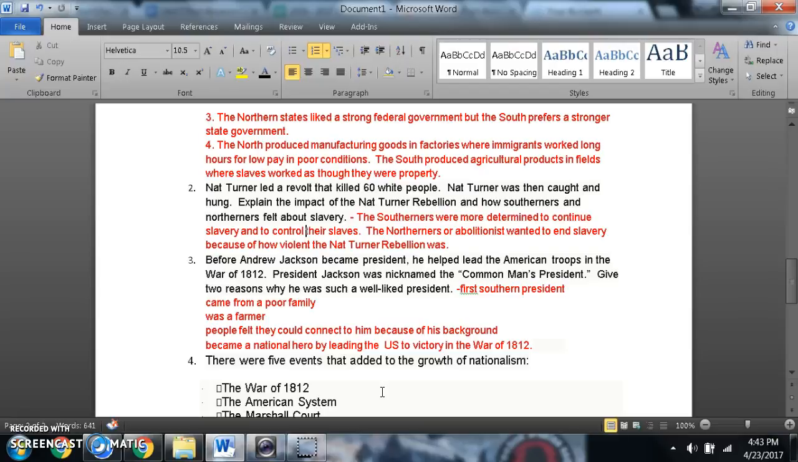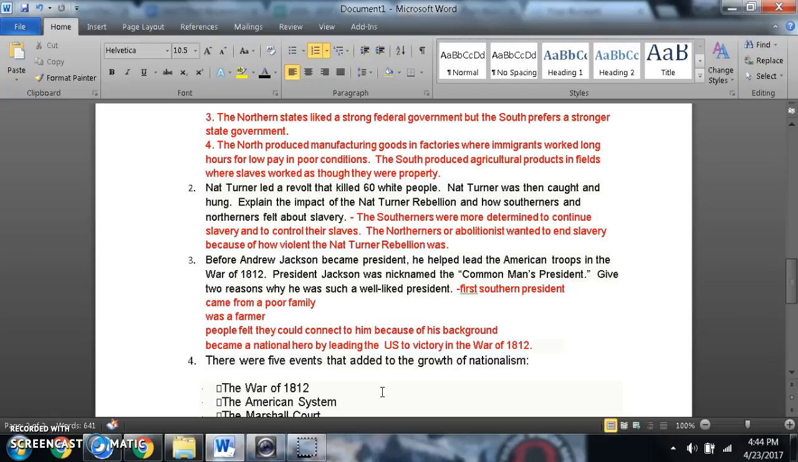The South said, "Oh, well, if this is going to take place, then we need to be more strict with slaves." And then the North saw it as, hey, in order to end this violence, let's free the slaves, and then we won't have these types of rebellions anymore. So each side viewed it differently.